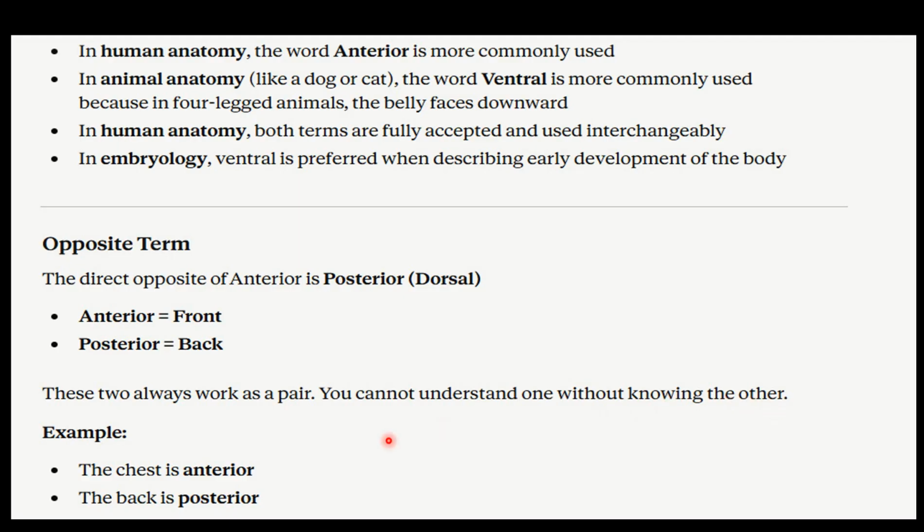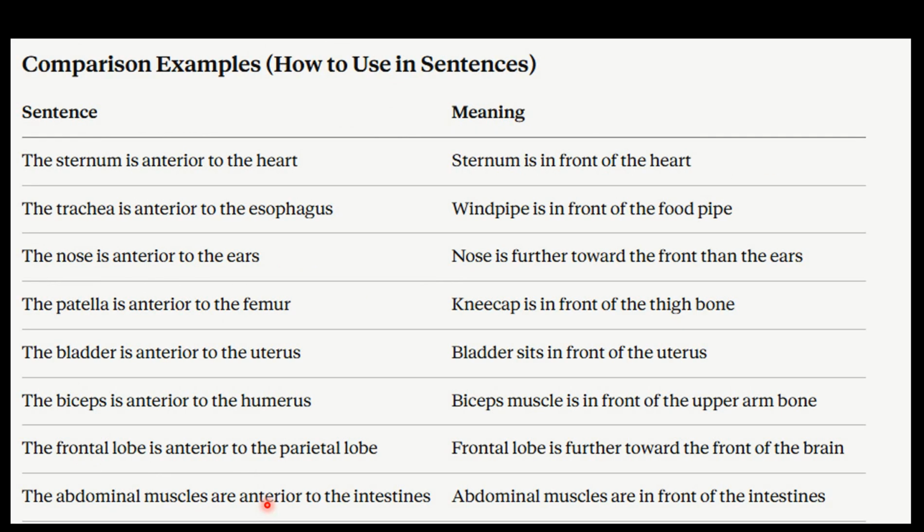Okay, for example, the chest is anterior, the back is posterior. So if we are talking about something that is towards the front of the body part or body, it is called anterior, and if we are talking about something that is towards the back of the body part, it is posterior. Although we will discuss posterior in detail in the next session, for now just keep in mind that the opposite of anterior is posterior. Okay, all right, now I'll quickly show you some sentences where we are using this term anterior along with their meaning, so that you can easily relate how anterior is used.